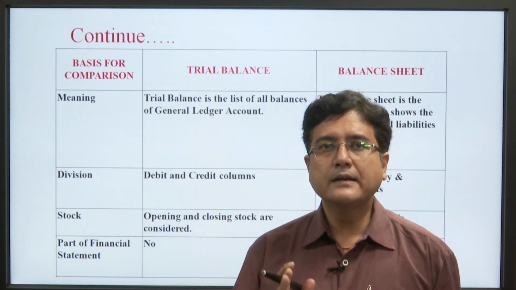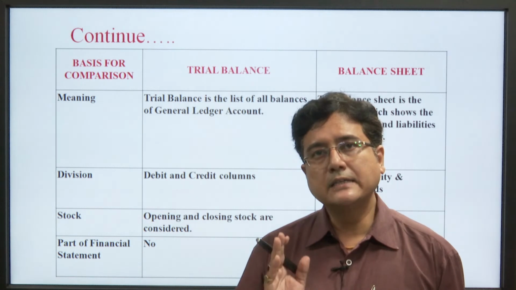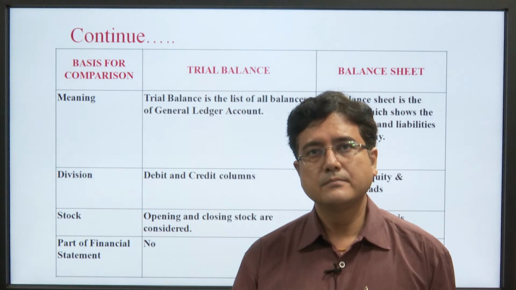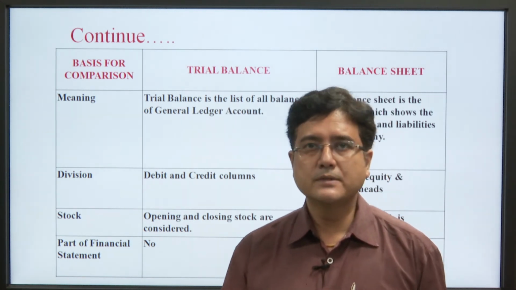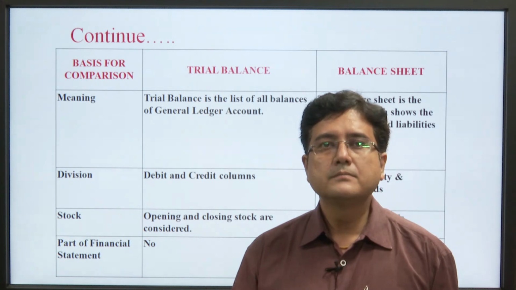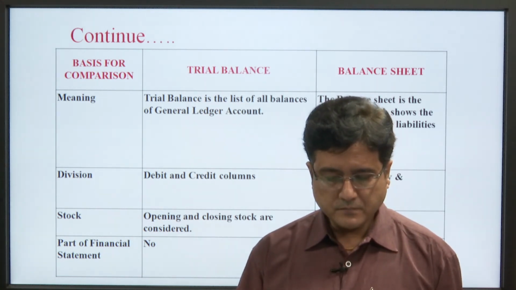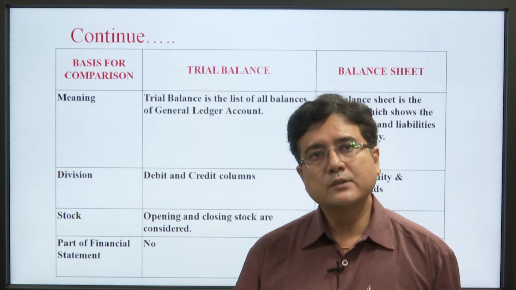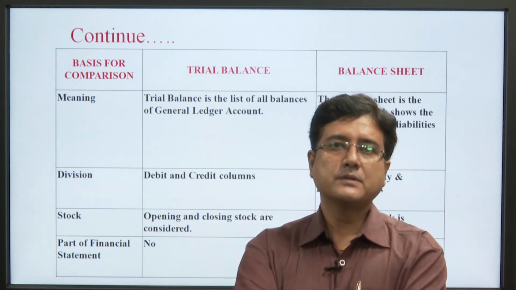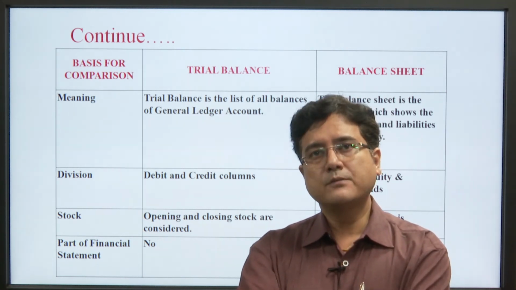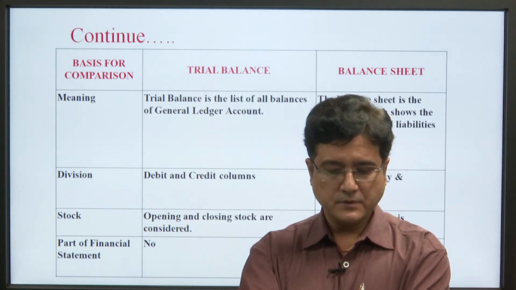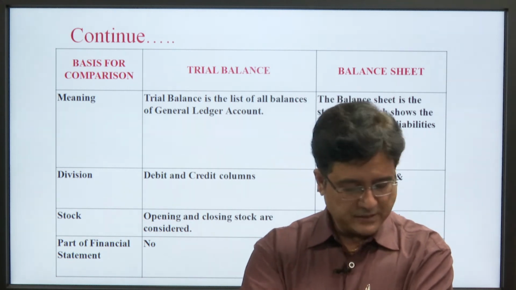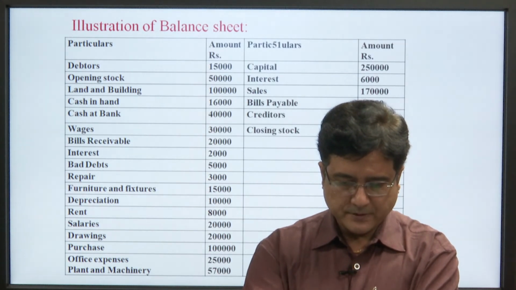ट्रायल बैलेंस में डेबिट एंड क्रेडिट कॉलम होते हैं. यहाँ पे क्या होता है? एसेट कॉलम होता है और लायबिलिटी कॉलम होता है. एग्जाम्पल, स्टॉक अगर बात किया जाए तो ओपनिंग एंड क्लोजिंग स्टॉक दोनों ही ट्रायल बैलेंस का पार्ट होते हैं, बट बैलेंस शीट में सिर्फ क्लोजिंग स्टॉक लिया जाता है. Trial balance is not part of the financial statement, but the balance sheet is a part of the financial statement.